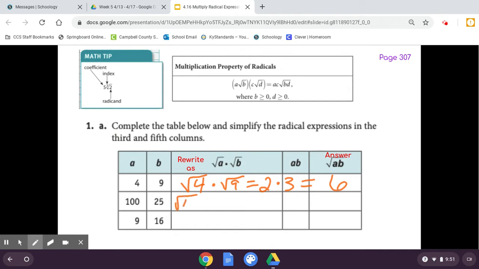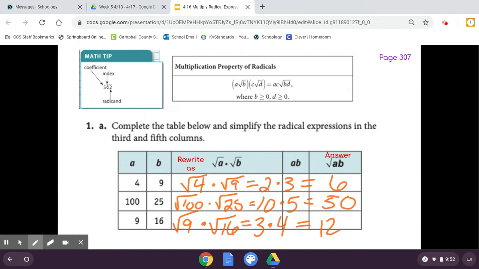So again, let's rewrite these two values that they want us to be using. So square root of 10 times square root of 100 is 10 times 5 is 50. And again, we leave it. And I bet you couldn't guess, but yep, square root of 9 times the square root of 16 sure is 3 times 4, which is 12. So that's the basics of that.